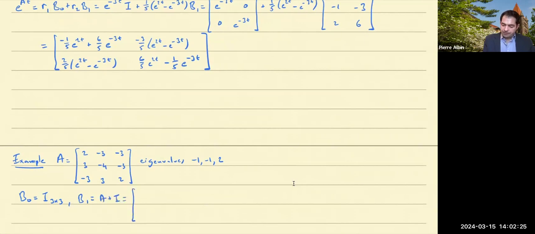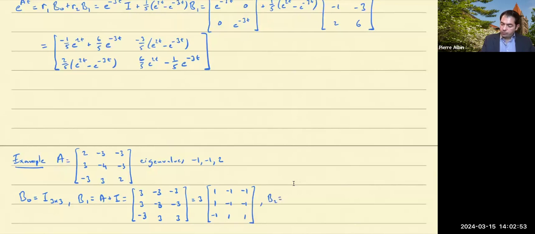So that would be 3, 3, minus 3, minus 3, minus 3, 3, minus 3, minus 3, 3. Right? Which I'm just going to point out is 3 times 1, 1, minus 1, minus 1, minus 1, 1, minus 1, minus 1, 1.